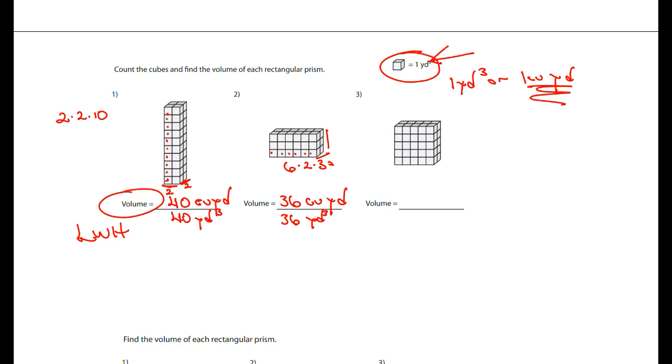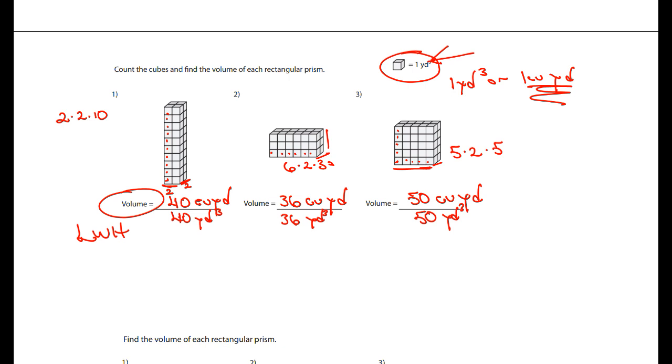All right, so what's the width? It's 1, 2, 3, 4, 5. So 5 wide, 2 deep, and how many high? 1, 2, 3, 4, 5. So 5 times 2 times 5. 5 times 2 is 10. 10 times 5 is 50. So it's 50. Again, cubic yards. Okay, you can write that, or 50 yards, and a little 3 stands for cubed. 50 yards cubed. Either one, I'm fine with.